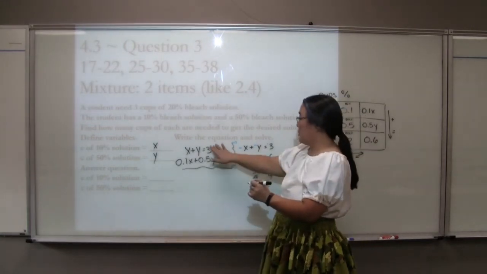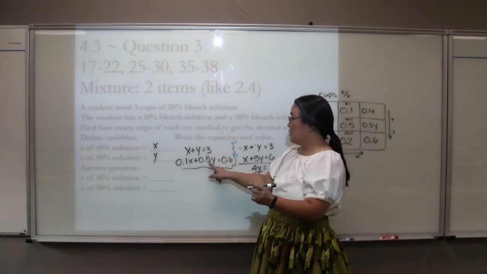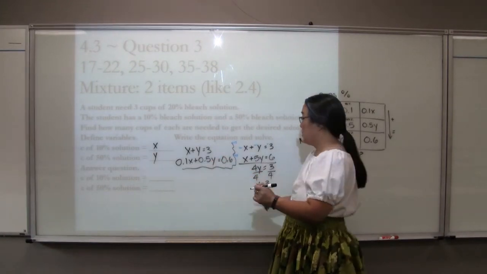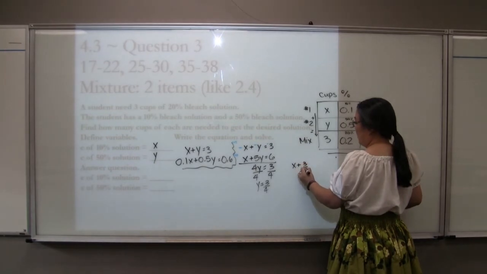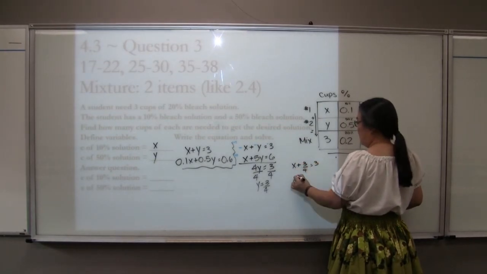And then we're going to plug it into one of the equations. I don't know about you, but I think this is a much simpler equation. So we get x plus 3/4 equals 3. Subtract 3/4 on both sides.